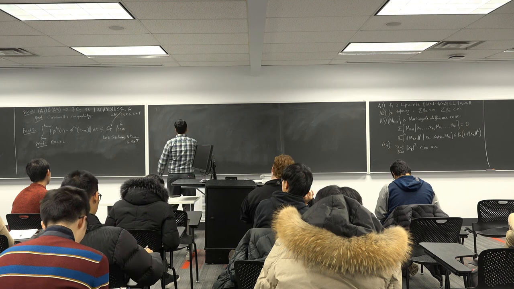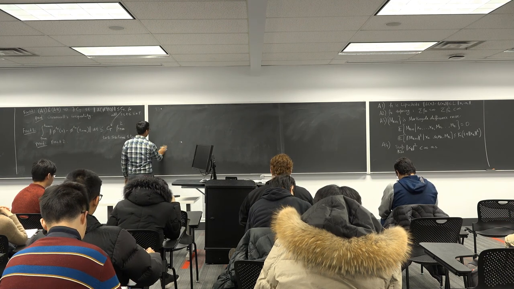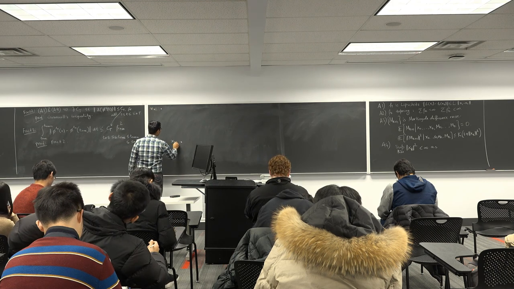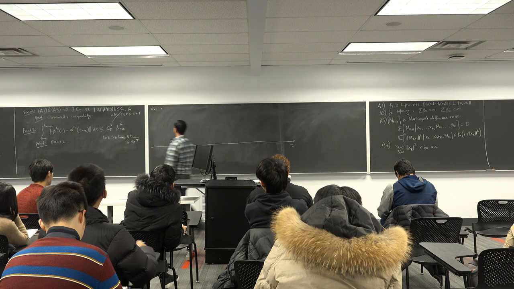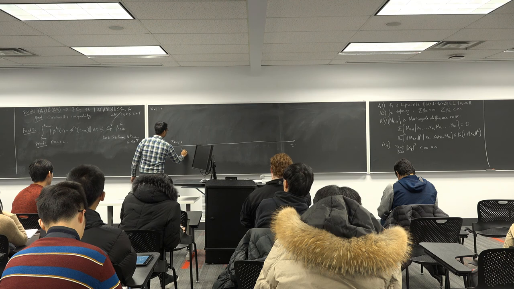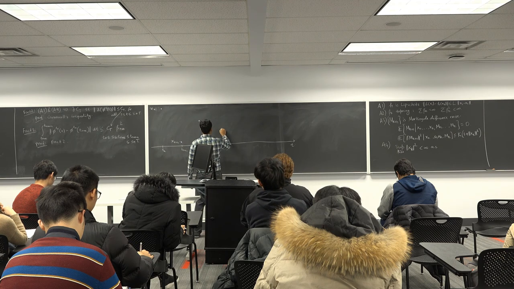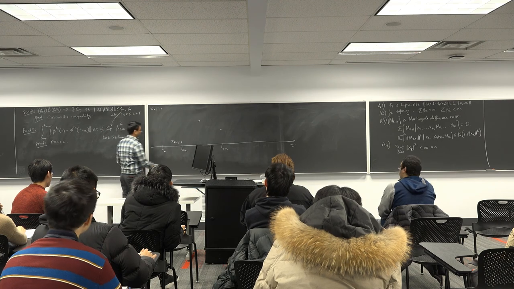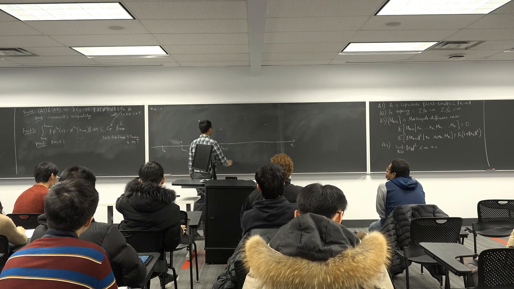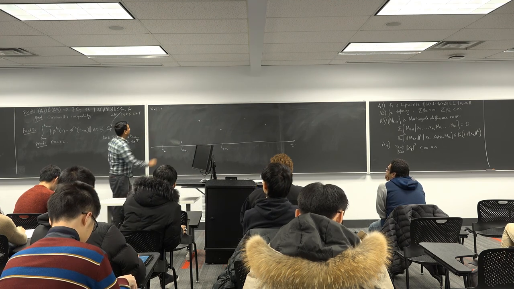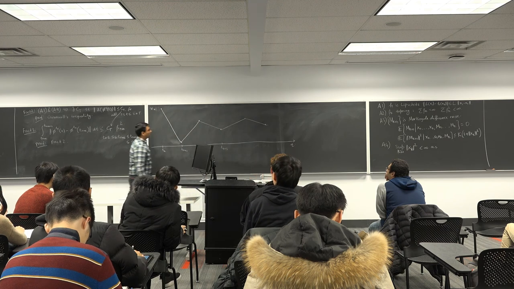Alright, so let's consider this is my xk, and xk plus 1. This is my time axis. First, create the interpolated trajectory. Let me create the linear interpolated trajectory. What is this? This is x bar of t.